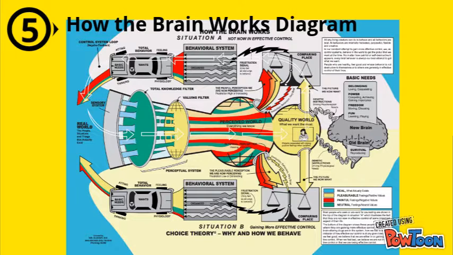Glasser also came up with the How the Brain Works diagram. The diagram shows how a person perceives, responds, and interacts with people in the real world. It shows how we place value on information and compare that information to our quality world. If what we perceive aligns with our quality world, we feel satisfied. If it doesn't, we become dissatisfied.